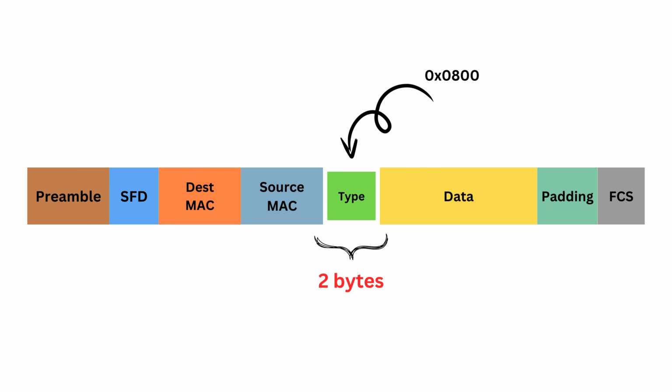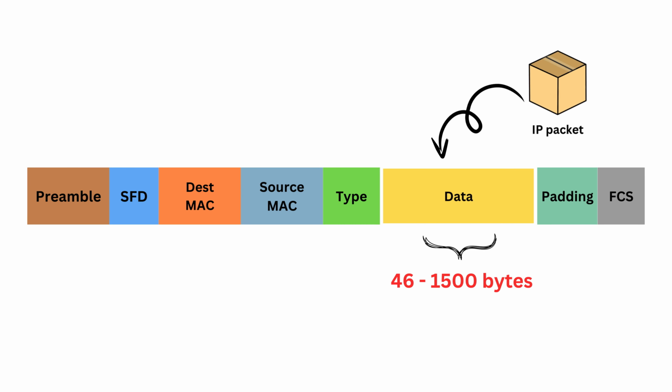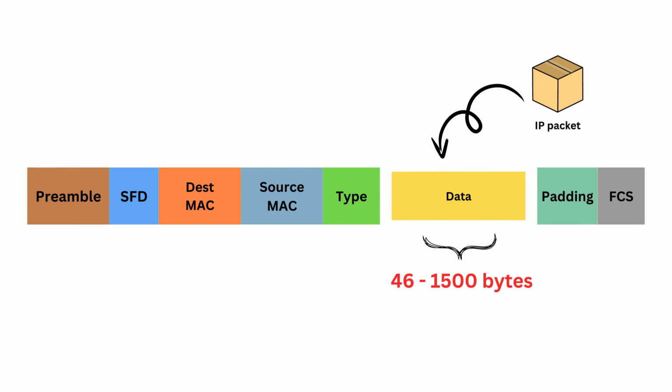The ether type tells us what kind of protocol we're using, like IPv4 or IPv6. Then we have the payload, which is the main content, our IP packet. If the data's too small, we add some padding to meet the frame size. Finally, the frame check sequence, or FCS, ensures everything arrives intact, checking for any errors along the way.